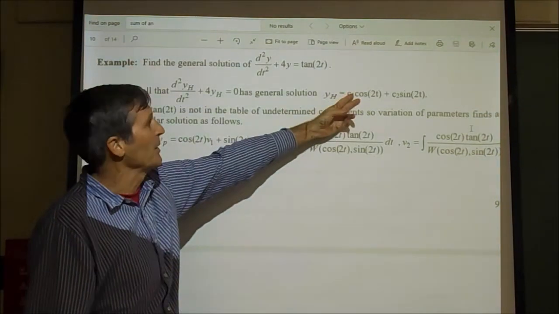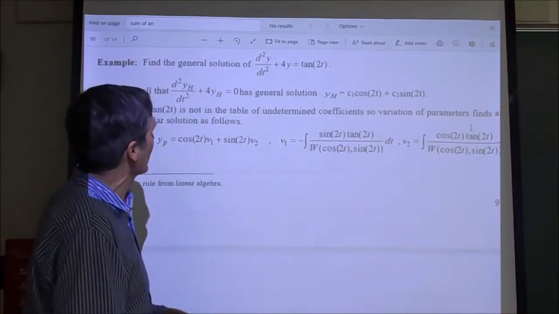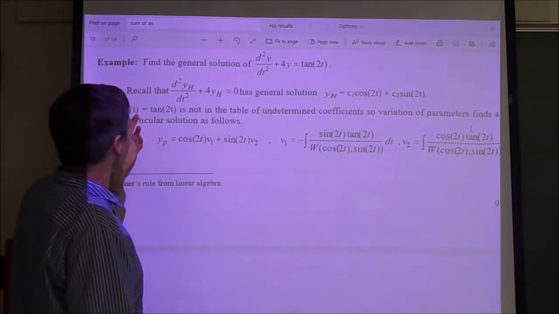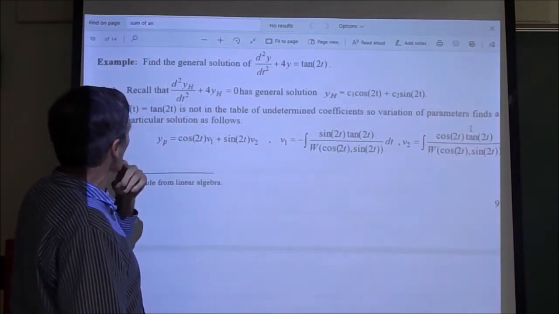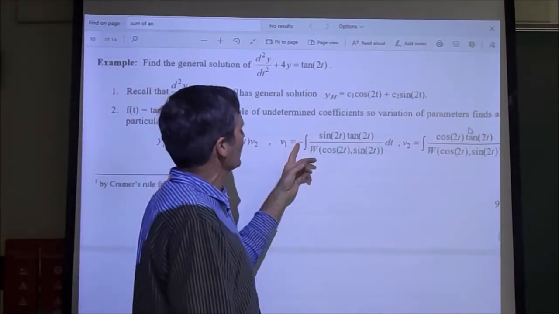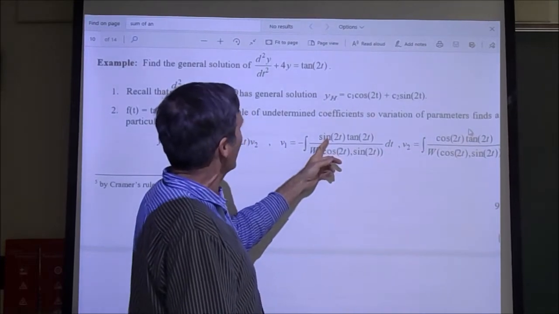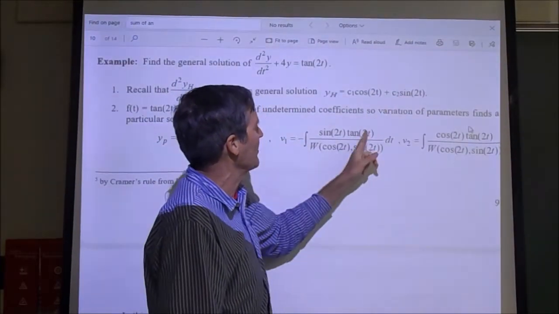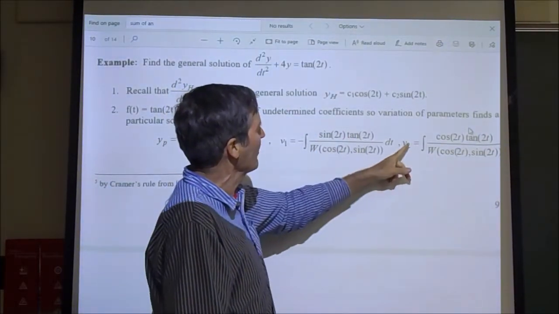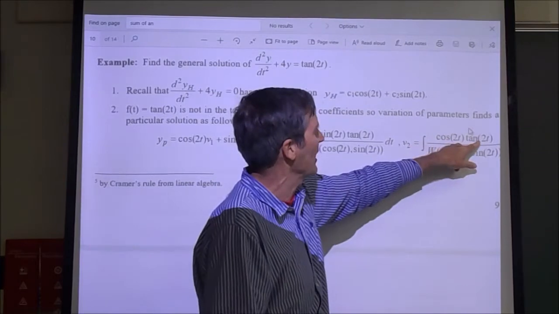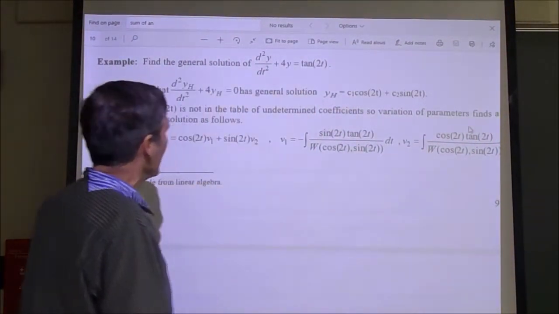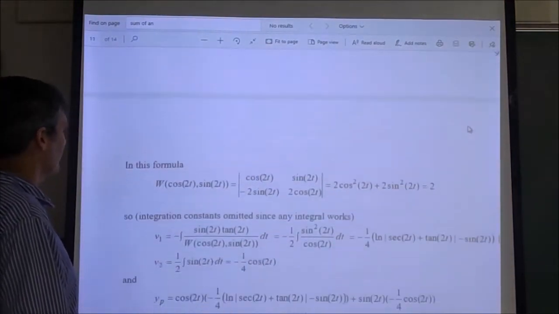Now, I have two independent solutions, cosine 2t and sine 2t, so I can apply variation of parameters to the non-homogeneous problem. f of t equals tangent 2t is the right-hand side. I compute v1 equals minus the integral of y2, the second solution, times f over the Wronskian of these two functions. And v2 is the integral of y1 times f, y1 times the right-hand side of the equation, over the Wronskian of the two functions. What's the Wronskian of cosine 2t, sine 2t?